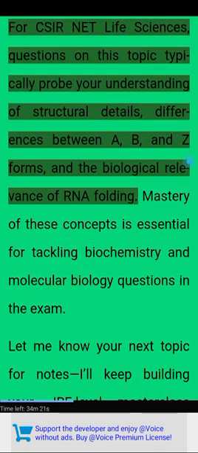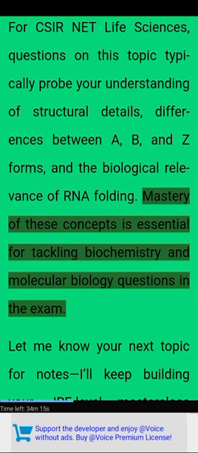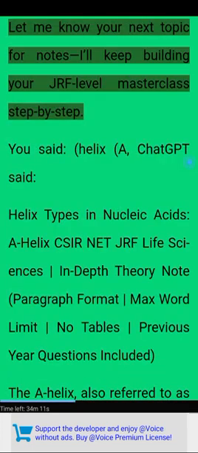For CSIR NET Life Sciences, questions on this topic typically probe your understanding of structural details, differences between A, B, and Z forms, and the biological relevance of RNA folding. Mastery of these concepts is essential for tackling biochemistry and molecular biology questions in the exam. Let me know your next topic for notes. I'll keep building your JRF level masterclass step by step.